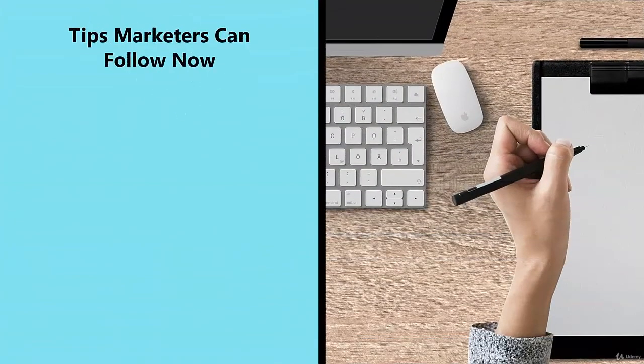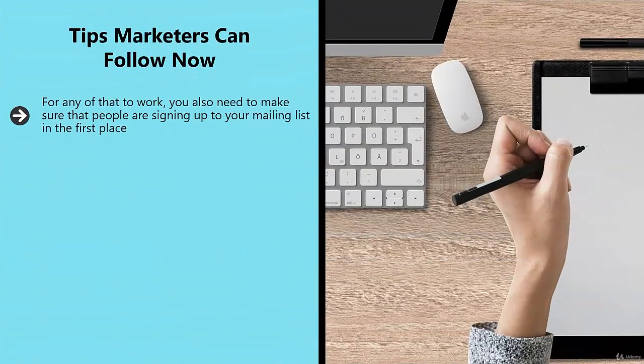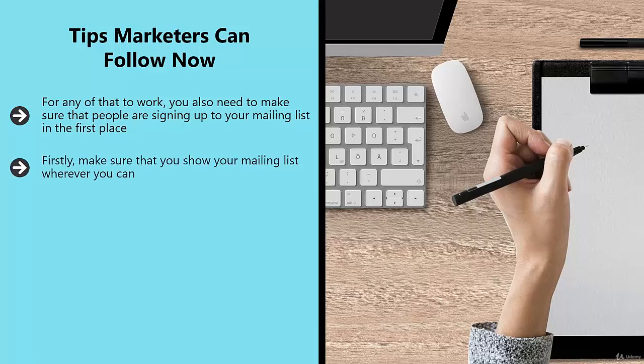Tips marketers can follow now. For any of that to work, you also need to make sure that people are signing up to your mailing list in the first place. Again, this will help us to prepare for the AI-powered future. There are a few ways you can encourage this. Firstly, make sure that you show your mailing list wherever you can. At the very least, that should mean that your mailing list is shown at the bottom of your post. At the same time, though, you can also place this in the sidebar so that your list is visible on every page of your site.